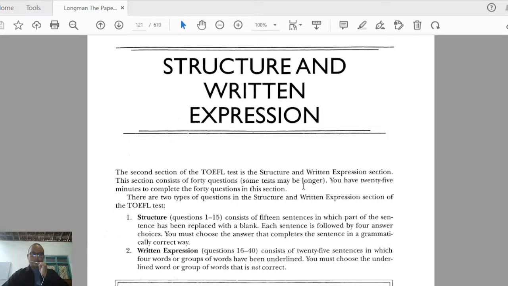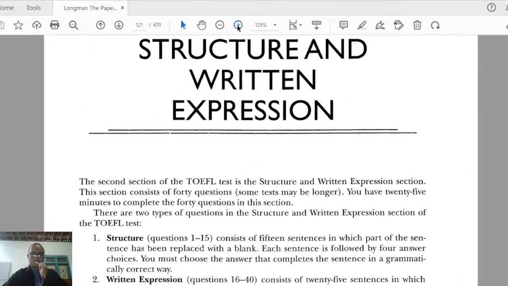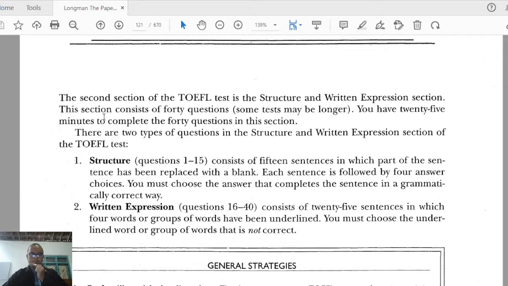So di sini it says here, this section consists of 40 questions. Some tests may be longer. Okay, let me enlarge it for you so we can see it clearly. You have 25 minutes to complete the 40 questions in this section. Jadi jangka waktunya untuk section kedua itu 25 minutes.